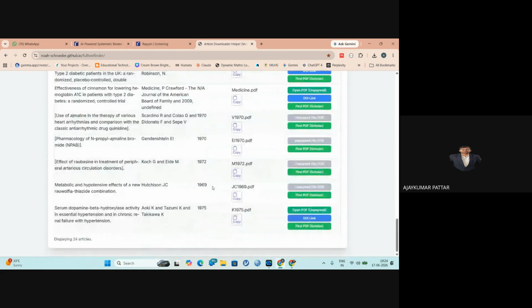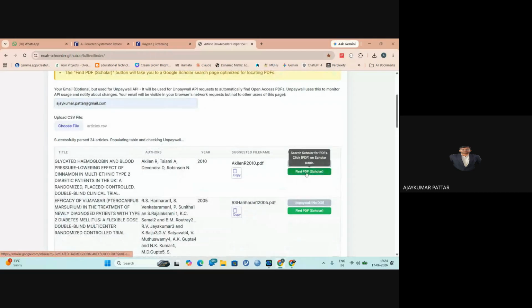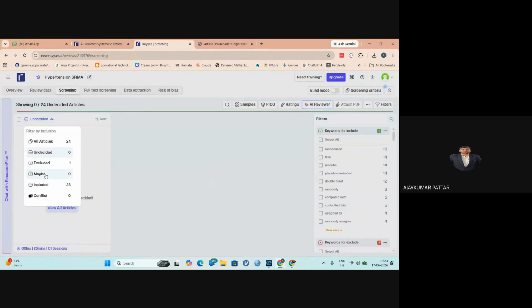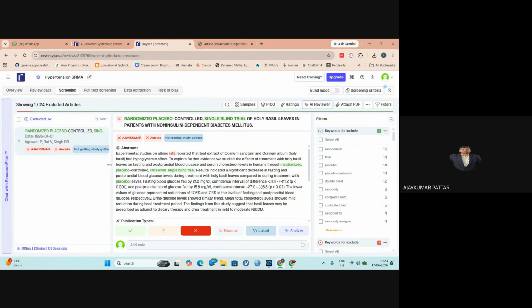Can you see here this list displaying 24 articles? So directly we got the PDF attachments from this particular title abstract screening, 24 articles. Then we can see here one excluded. Which one did we exclude? This particular randomized placebo control single blind study on holy basil leaves. So this one we excluded.